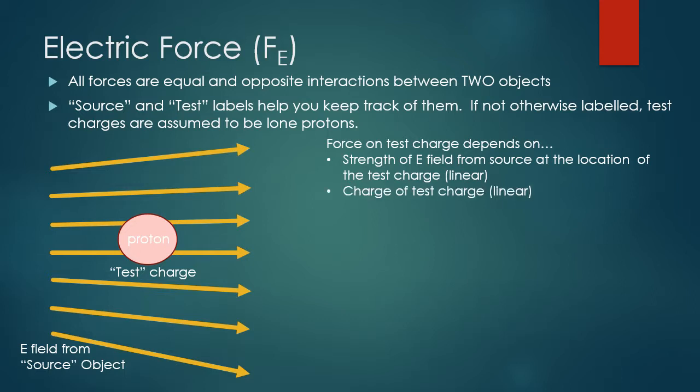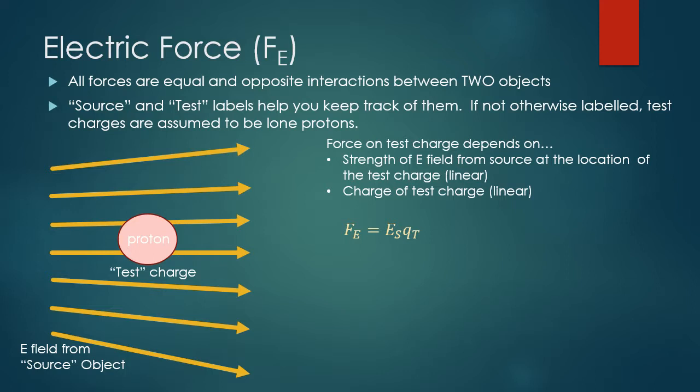And it also depends on the charge of the test charge itself. So that proton is a really tiny, tiny test charge, but if it had 2 protons, for example, it's going to experience more electric force than if it just had 1. So there's a linear relationship between the amount of charge on the test charge and the amount of force it experiences.